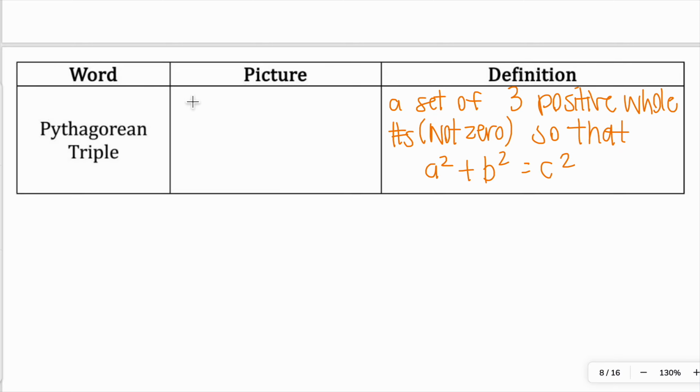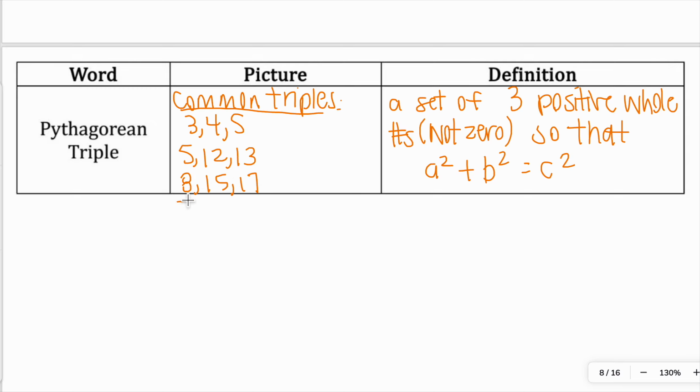So common triples are as follows. One we see a lot is 3, 4, 5. We see a lot of 5, 12, and 13. We see a lot of 8, 15, and 17. And then the fourth most common is 7, 24, and 25.